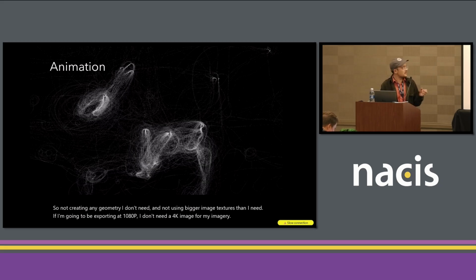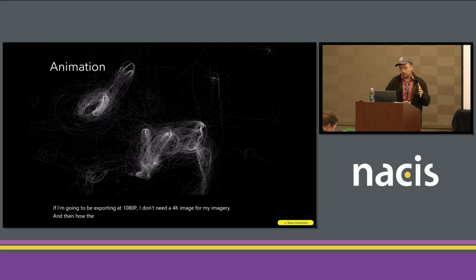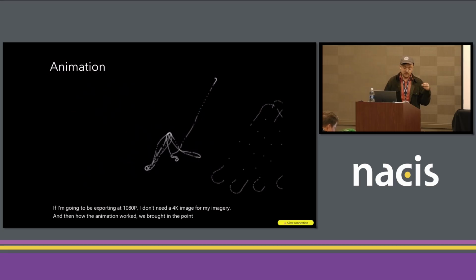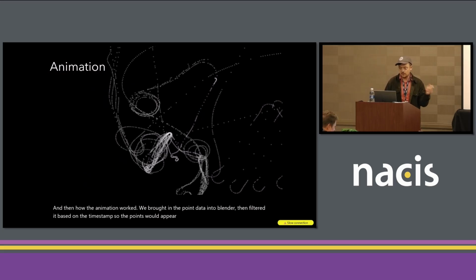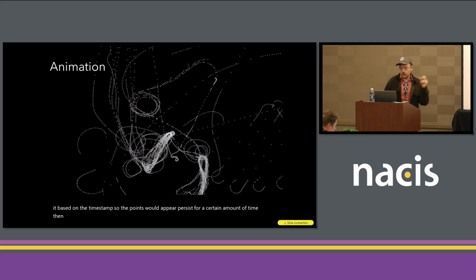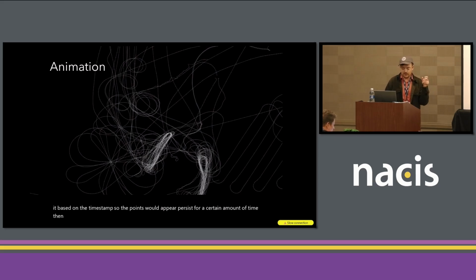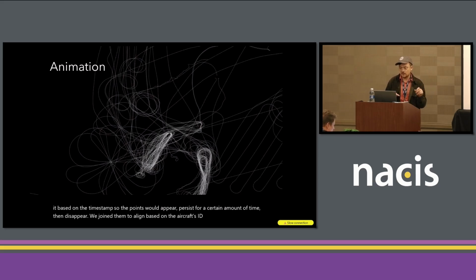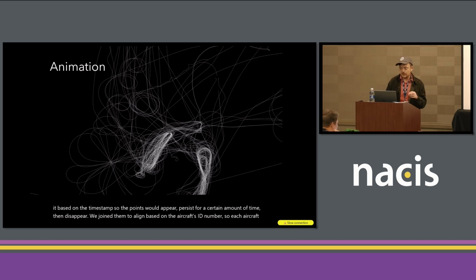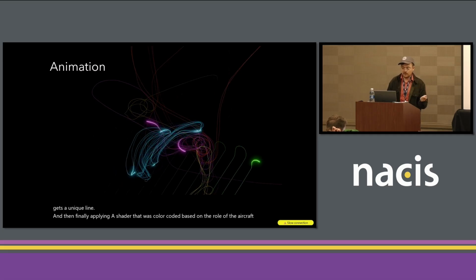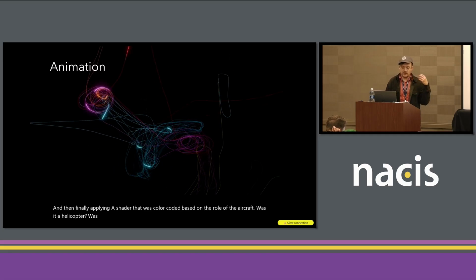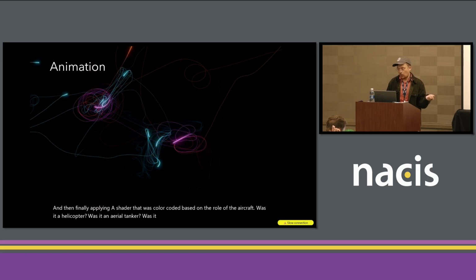And then how the animation worked, we brought in the point data into Blender, then filtered it based on the timestamp, so the points would appear, persist for a certain amount of time, then disappear. We joined them to a line based on the aircraft's ID number, so each aircraft gets a unique line. And then finally, applying a shader that was color-coded based on the role the aircraft was taking. Was it a helicopter? Was it an aerial tanker? Was it mapping? Was it providing support?